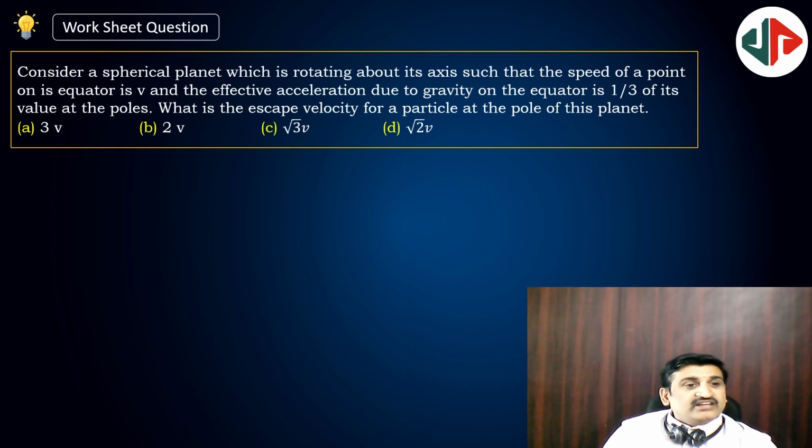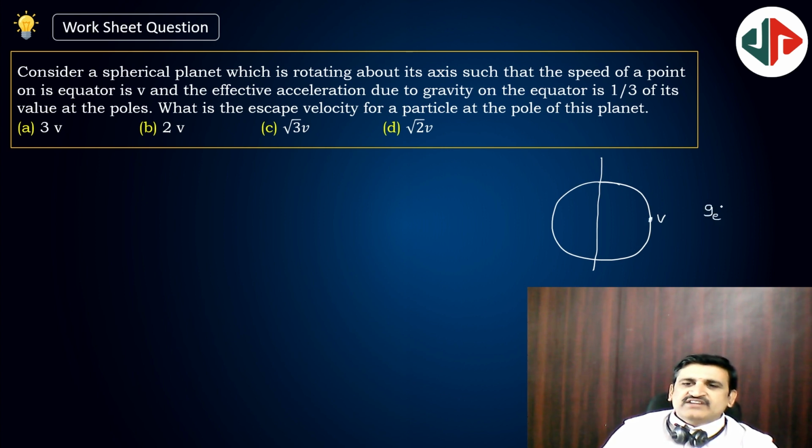Consider a spherical planet which is rotating about its axis such that the speed of a point on the equator is v. The effective acceleration due to gravity on the equator is 1/3 of its value at the poles. What is the escape velocity for a particle at the pole of this planet? This is a separate planet actually. So the planet is rotating and the speed is v. The effective acceleration due to gravity at the equator is given: g at the equator is equal to 1/3 of g at the poles.